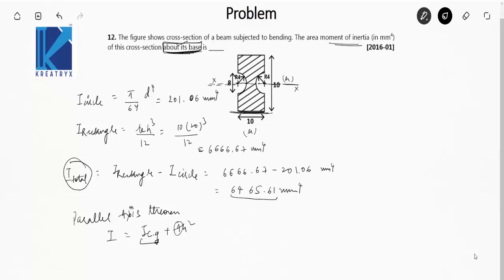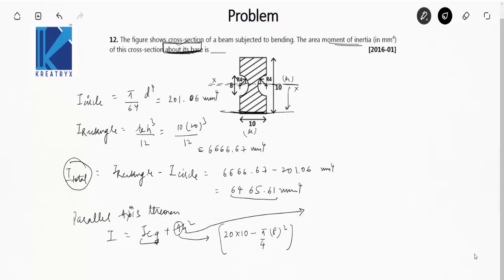The area we can find out will be equal to the area of this rectangle, that is 20 into 10, minus the area of this circle, which is pi by 4 into 8 square. And h is the distance between the centroidal axis and the axis where you have to find the moment of inertia. So this is 10. Okay, this is 20 actually, this is given incorrectly. Okay, this h is 20. So this is 10, h is 10. So solve it, put the values, and you'll get the answer.